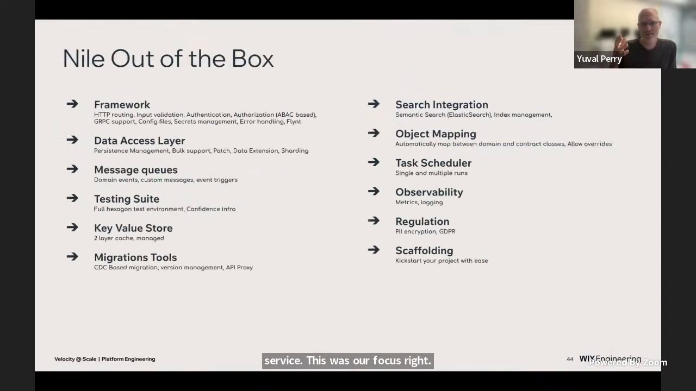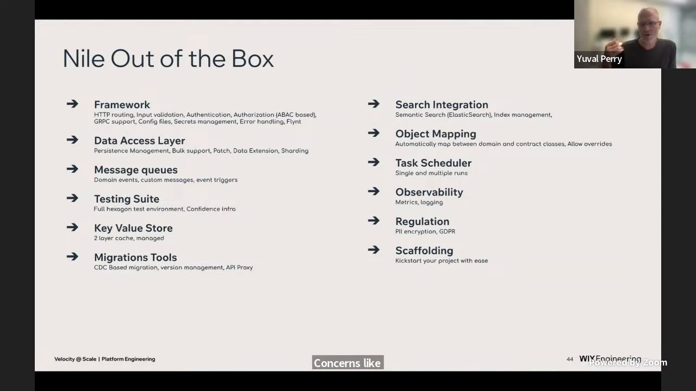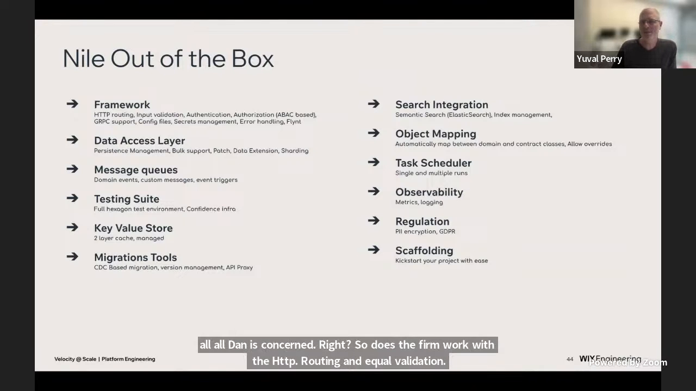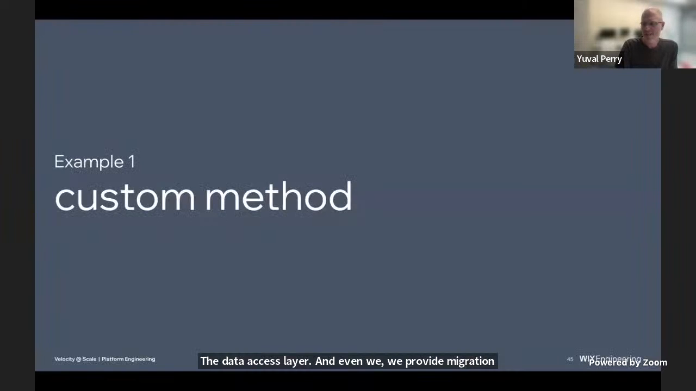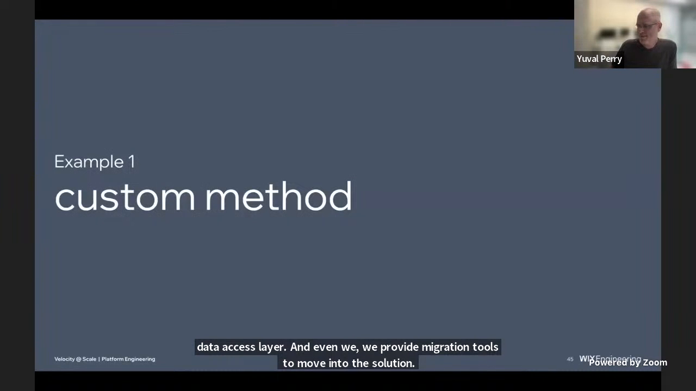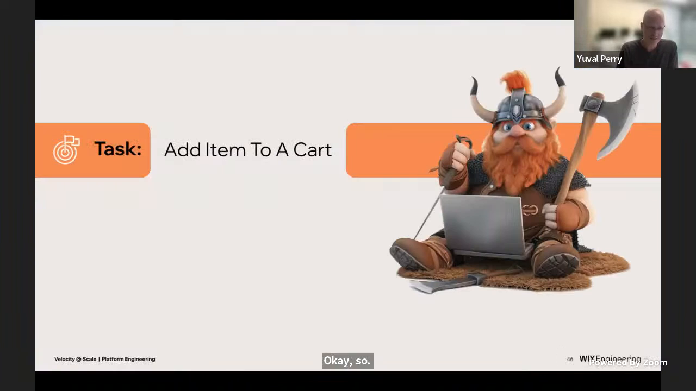And this is the landscape of Nile, right? So it has all of these concerns, like it relates to the slide where all Dana's concerns are, right? So there's the framework that deals with the HTTP routing and input validation, the data access layer, and we even provide migration tools to move into the solution. Now, before I talk some more about how we build the product, I want to share what we built. So it's going to be some slides with code. Okay, so try to keep with me in the story.